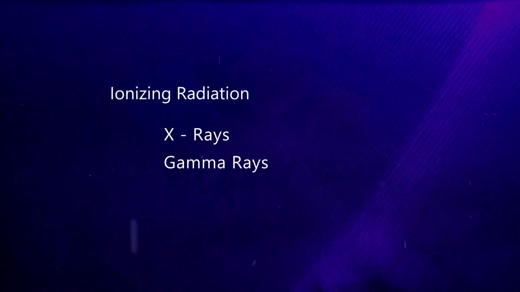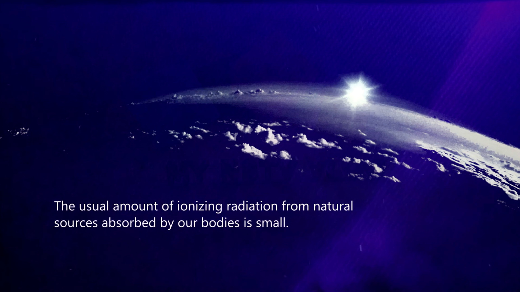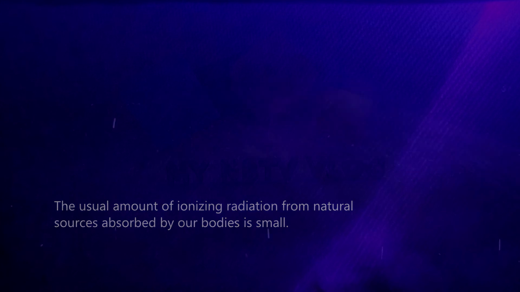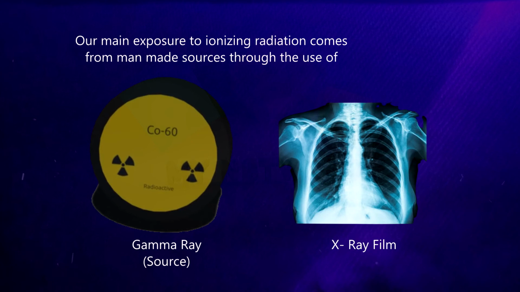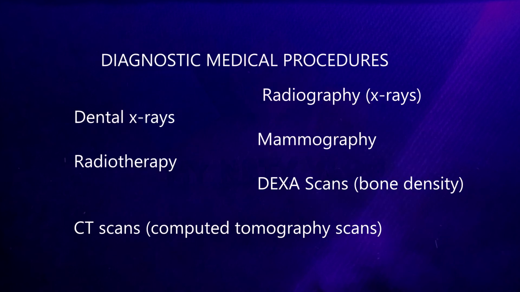High-energy EM waves like X-rays and gamma rays are examples of ionizing radiation. Like non-ionizing radiation, we are also exposed to low levels of ionizing radiation that comes from the atmosphere. This means that the usual amount of ionizing radiation from natural sources absorbed by our bodies is small. Our main exposure to ionizing radiation comes from man-made sources through the use of diagnostic medical procedures. Excessive exposure to these radiations can alter molecules within the cells and may cause eventual harm such as skin or tissue damage, cancer, or even death.